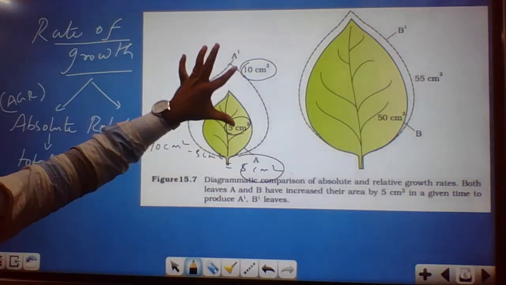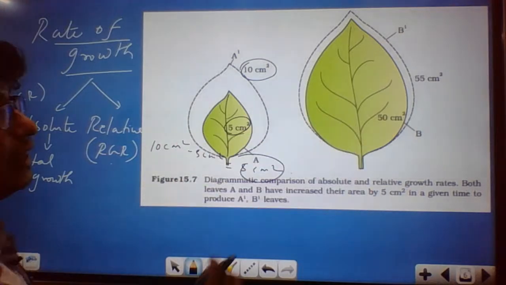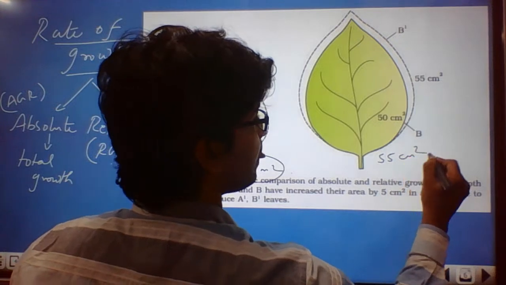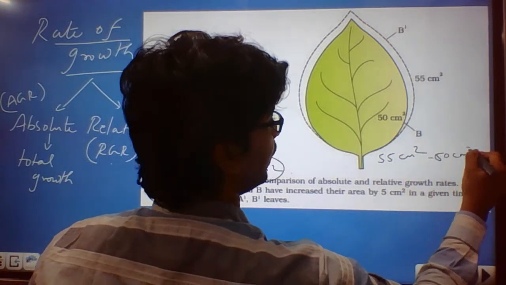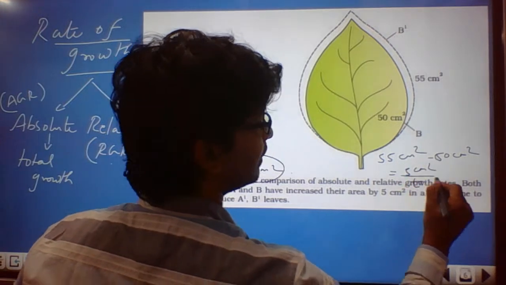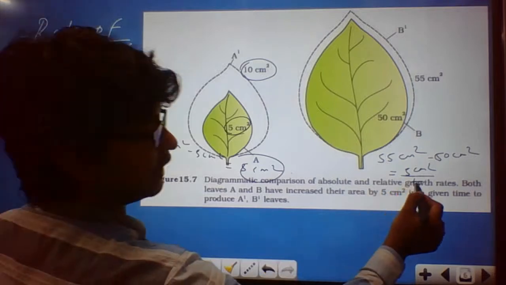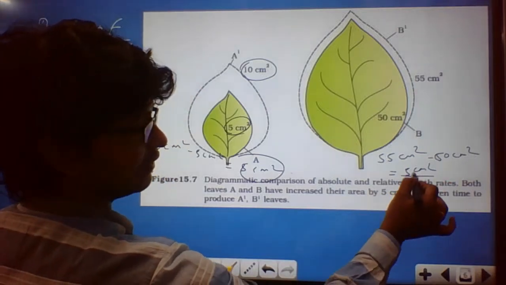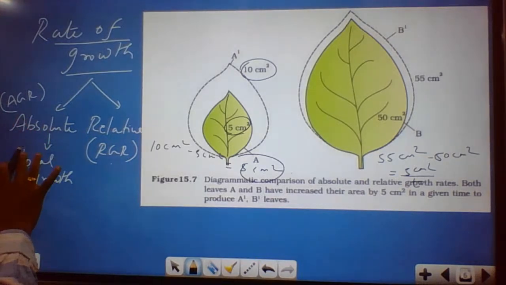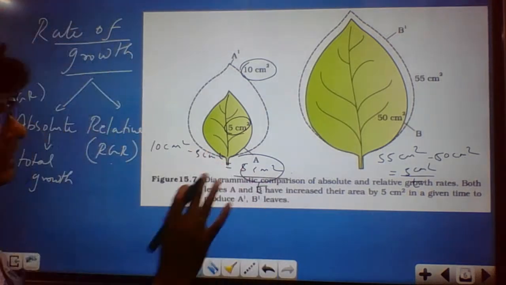If you make the difference, it's very simple. For this example, to calculate the difference, you do 55 centimeter square minus 50 centimeter square. This gives 5 centimeter square in a given period of time t. For example, you take 7 days. The given period of time is t, so 5 centimeter square by t. This is the absolute growth rate. In the same way here, you can see 5 centimeter square divided by t. So this is the absolute.